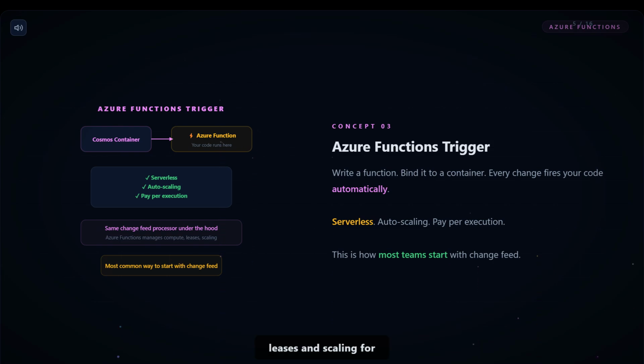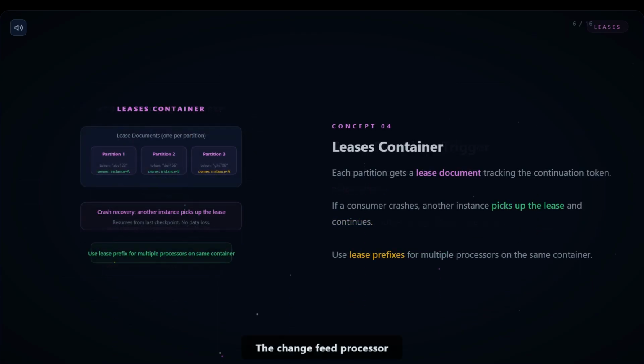The change feed processor needs a leases container to track progress. Each partition gets a lease document. The lease records the continuation token, which is the last processed position. If a consumer crashes, another instance picks up the lease and continues from the last checkpoint. You can use one leases container for multiple processors by setting different lease prefixes. Monitor lease lag to detect processing delays.